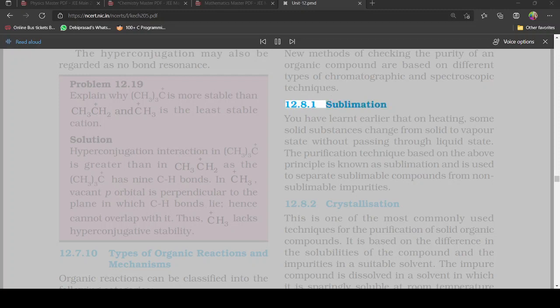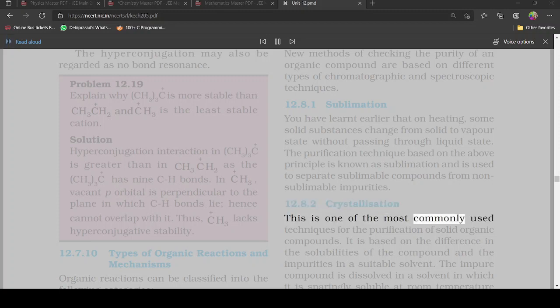12.8.1 Sublimation. You have learnt earlier that on heating, some solid substances change from solid to vapor state without passing through the liquid state. The purification technique based on the above principle is known as sublimation and is used to separate sublimable compounds from non-sublimable impurities. 12.8.2 Crystallization.